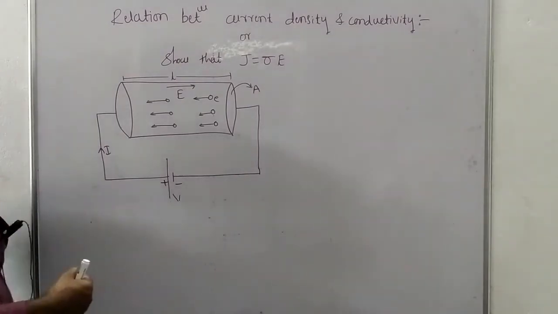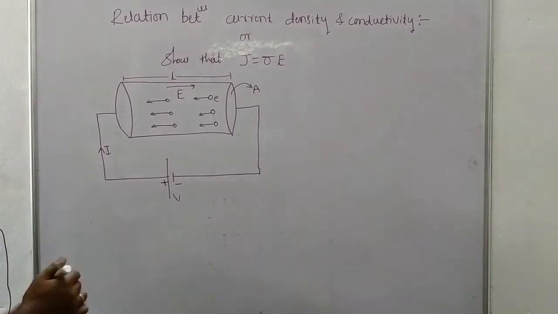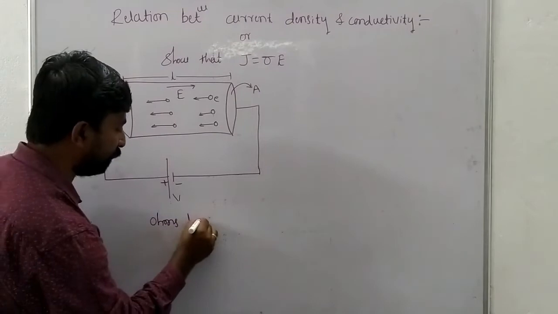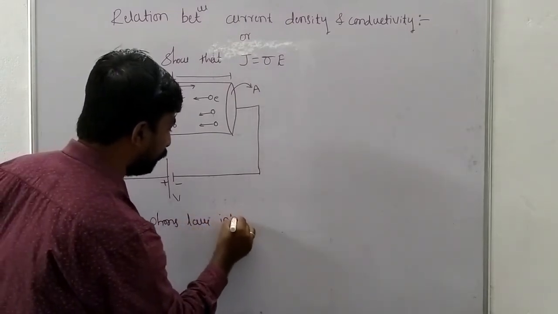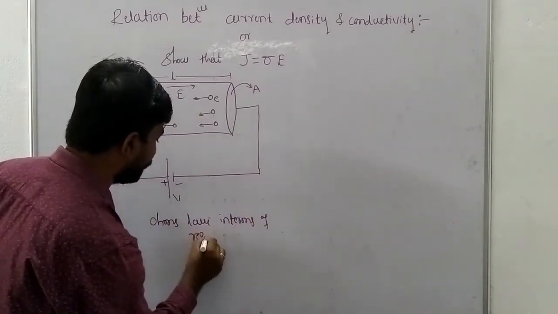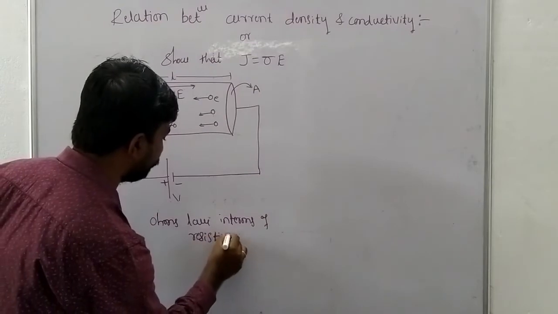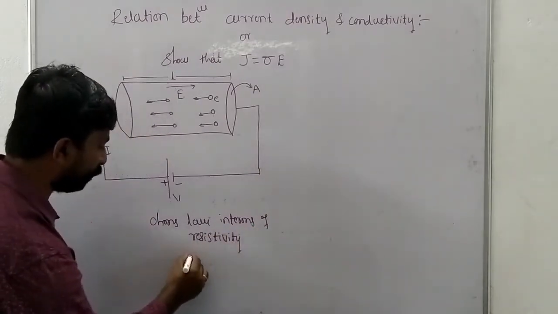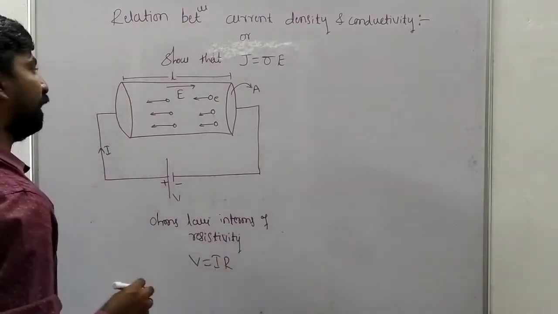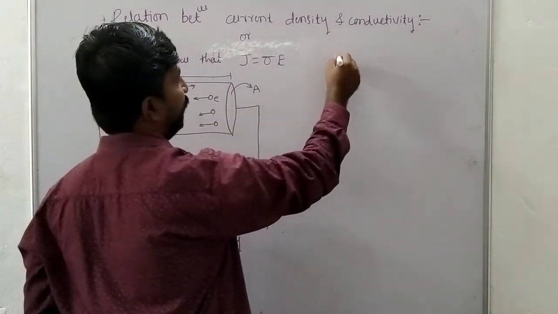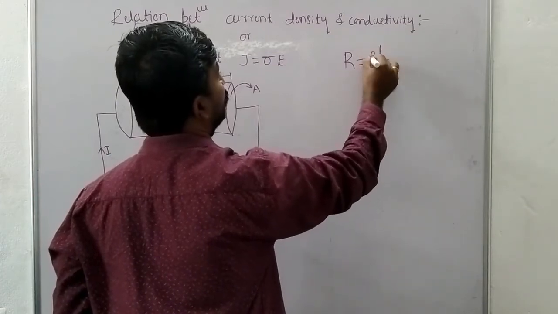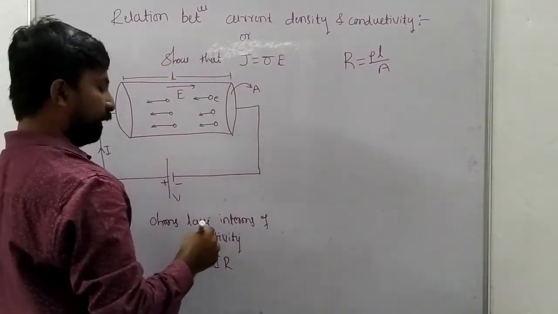So Ohm's law in terms of resistivity. Already you know about Ohm's law, that is V is equal to IR. In terms of resistivity, you already know about the resistivity of the material. The resistance of the conductor depends on length and area. So R is equal to rho L by A, isn't it?